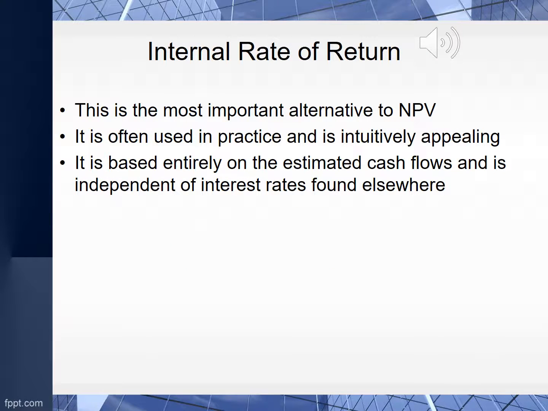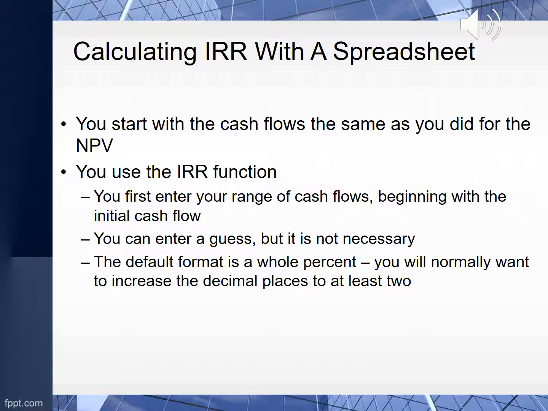Another measurement is IRR, or internal rate of return, and this is the most important alternative to NPV. It's often used in practice and is intuitively appealing because it's based entirely on estimated cash flows and is independent of interest rates that are found elsewhere. To calculate IRR with a spreadsheet, you start with the cash flows, the same as you did for the NPV, and then you use the IRR function. So first you enter your range of cash flows beginning with your initial cash flow. You can enter a guess, but it's not necessary. The default format is a whole percent, and you'll normally want to increase the decimal places to at least 2 to have some more accuracy.